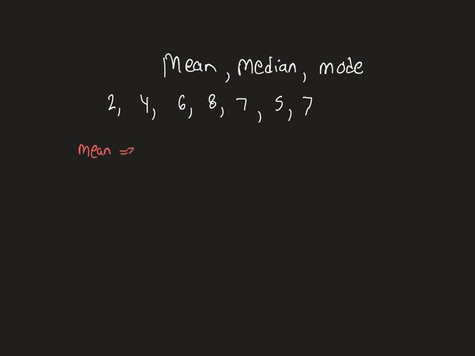which is usually denoted with an X bar or the mu symbol. Okay? So, it's usually X bar is equal to the sum of all events divided by the total number of events. What does that mean? Well, sum of all events is basically add all your numbers.